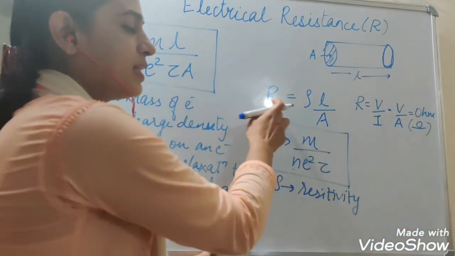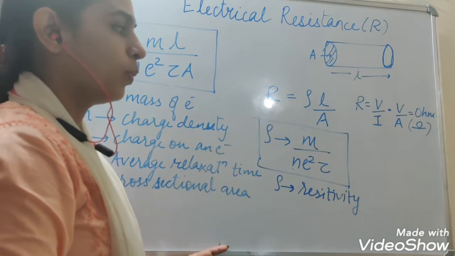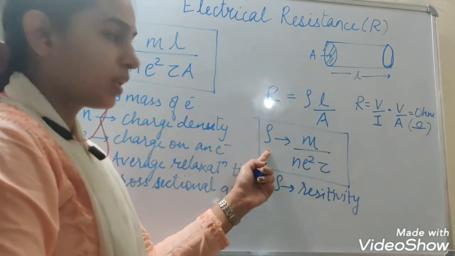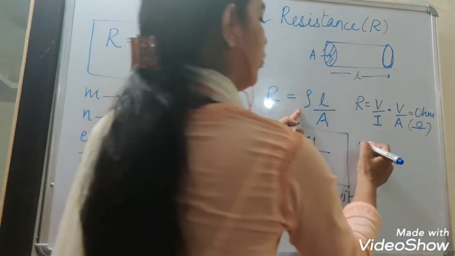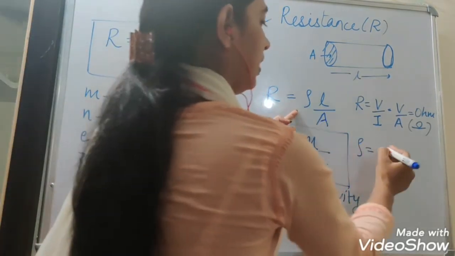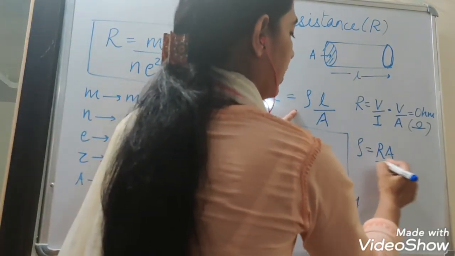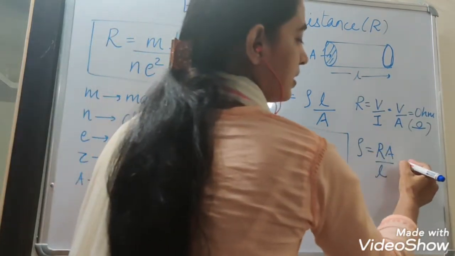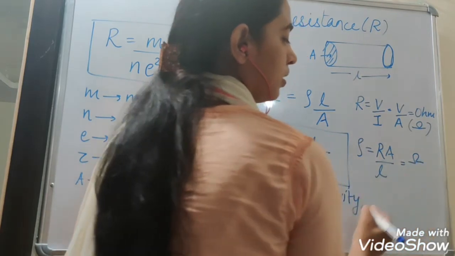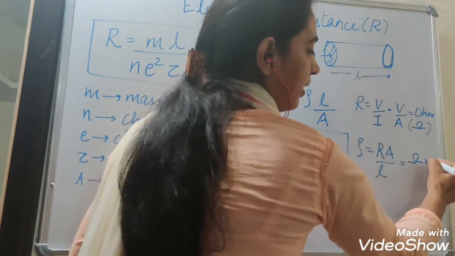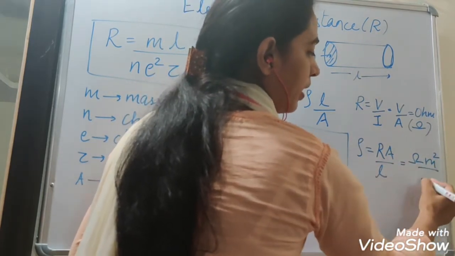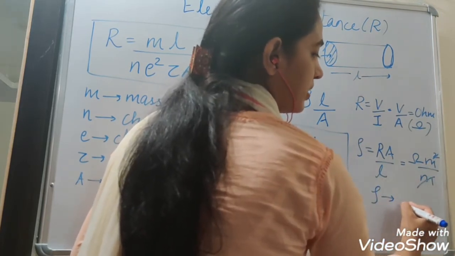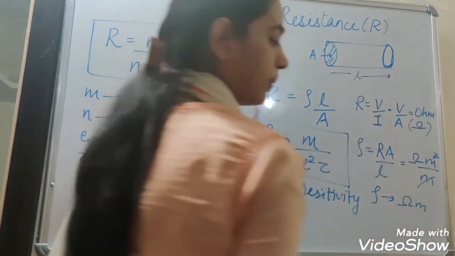Okay, so the SI unit of resistance is ohm. And what about the SI unit of resistivity? From here, resistivity can be R into A by L. So resistance has SI unit ohm, area will be measured in meter square and length in meter. So the unit of resistivity becomes ohm meter.